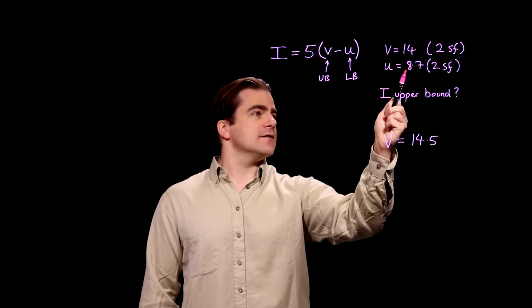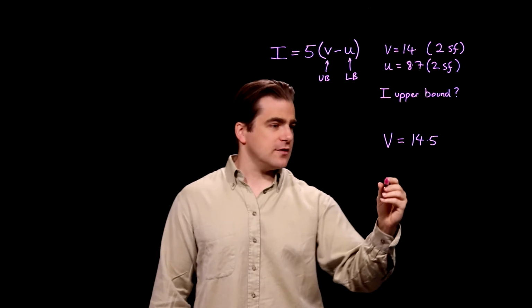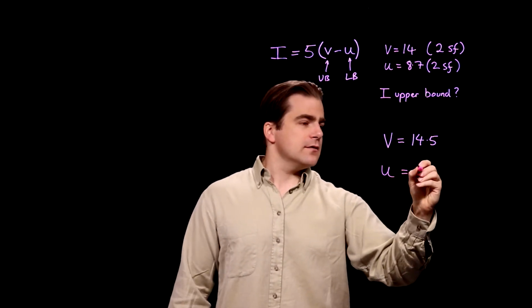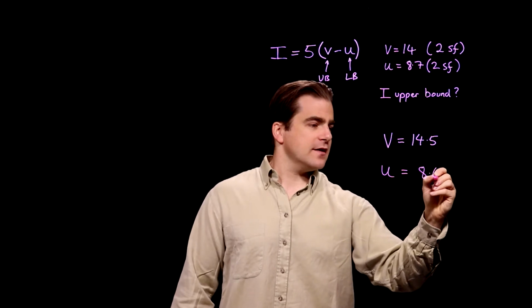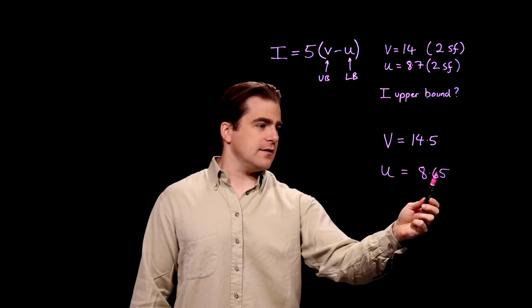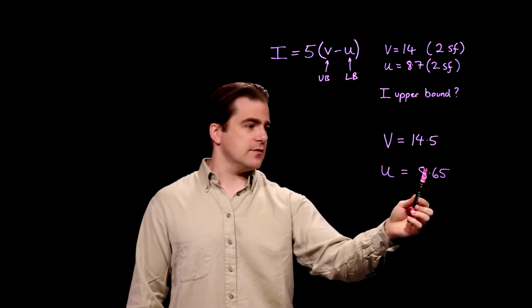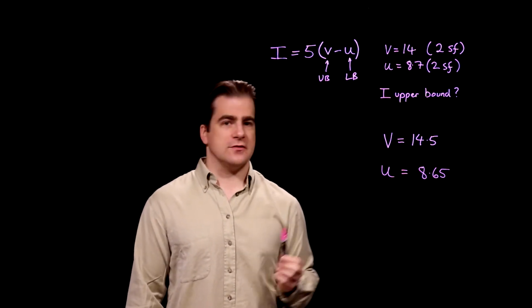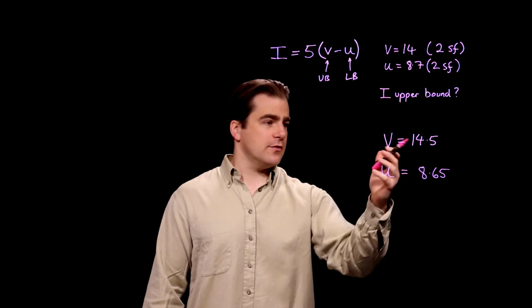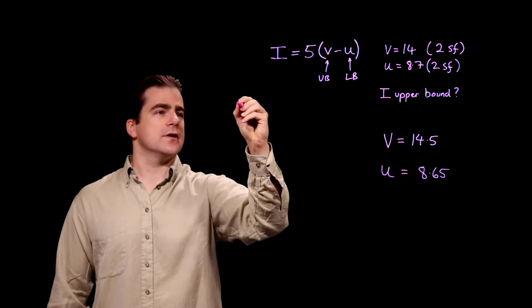U is 8.7 to 2 sig figs. So 8.65 must be the lower bound, because anything lower than that we would round to 8.6, not 8.7. So put those two values in here.